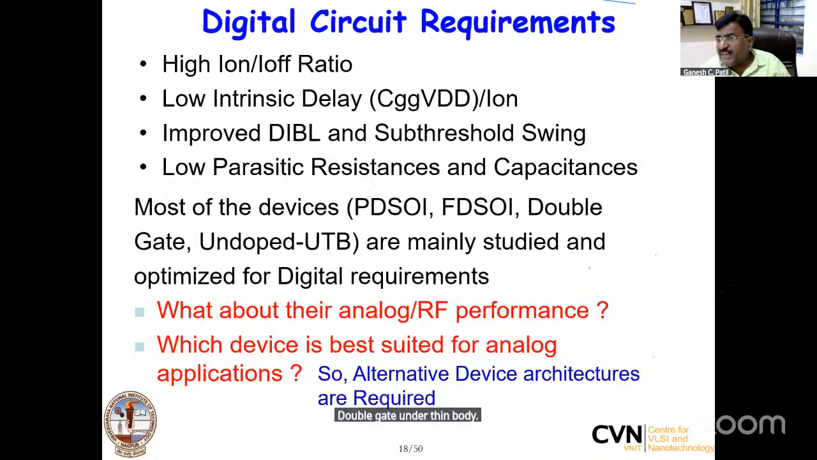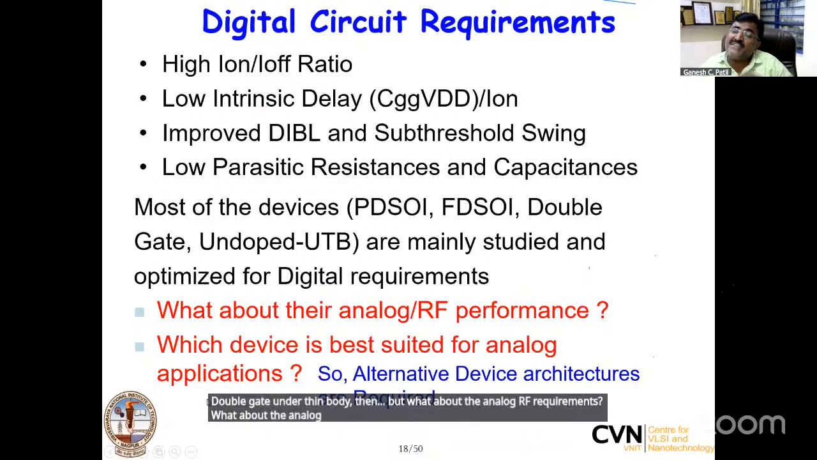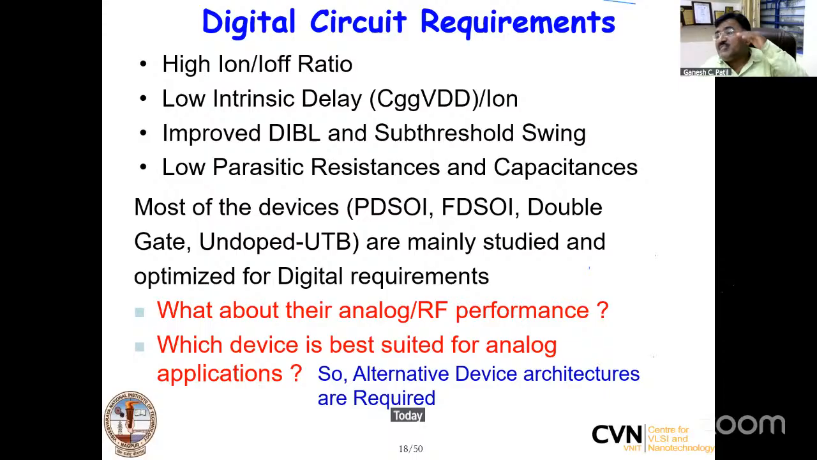But what about the analog RF requirements? What about the analog RF performance? My friends, today people are talking about digital CMOS, but what about analog CMOS? What about RF CMOS?